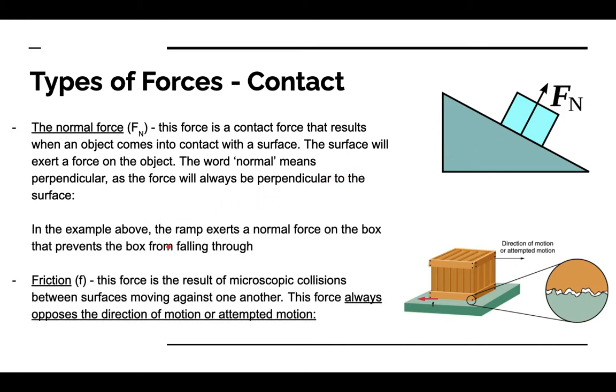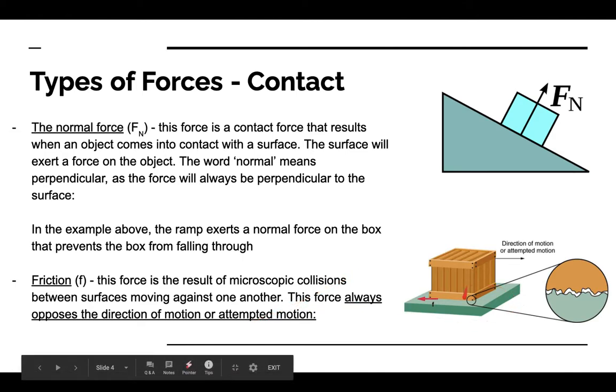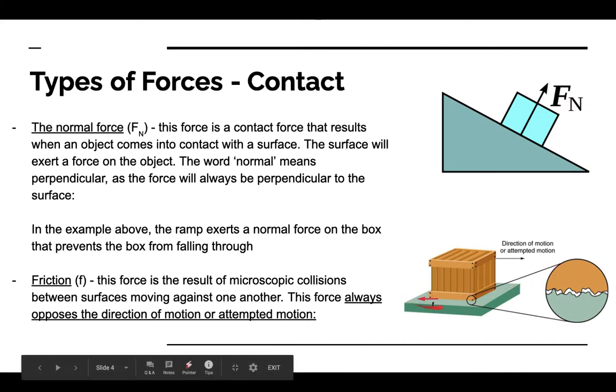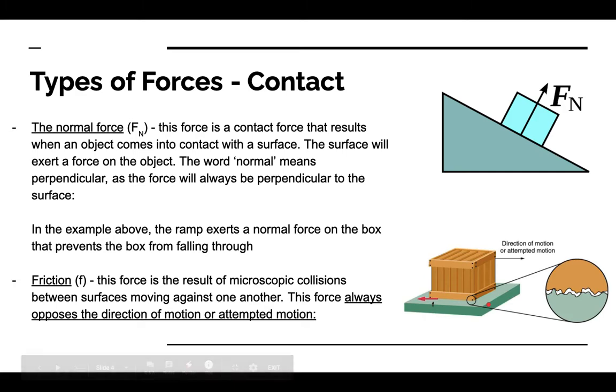The second type of contact force we have is friction. Friction is a force that is a result of microscopic collisions between surfaces moving against each other. If you look at any surface, not every surface is perfectly smooth. There's always some roughness. So if you move an object, let's say to the right, collisions between the ground and your object will exert a force in the leftward direction, or opposite the direction of motion. In this case, friction acts to the left. The force always opposes the direction of motion or attempted motion. If our object were moving to the left, then friction would act to the right in order to counteract the object's motion.